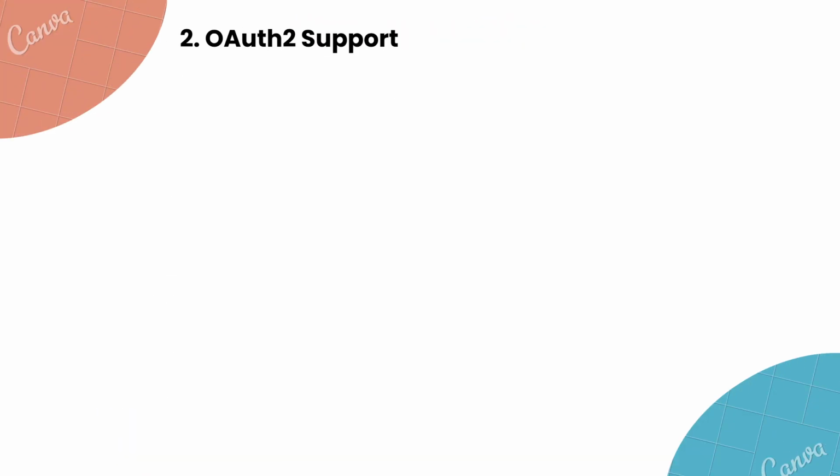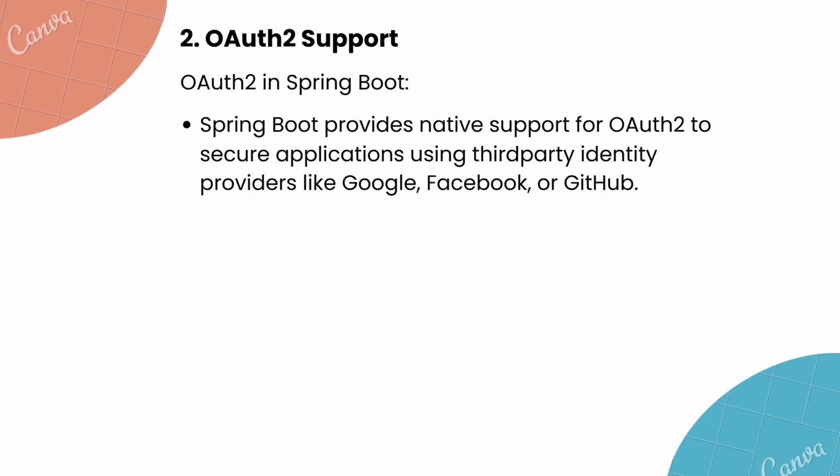OAuth2 support. OAuth2 in Spring Boot. OAuth2, open authorization, refers to integration of the OAuth2 protocol for implementing secure authentication and authorization in applications. Spring Boot simplifies the integration of OAuth2 using Spring Security and Spring Security OAuth2 client modules. Spring Boot provides native support for OAuth2 to secure applications using third-party identity providers like Google, Facebook, and GitHub.